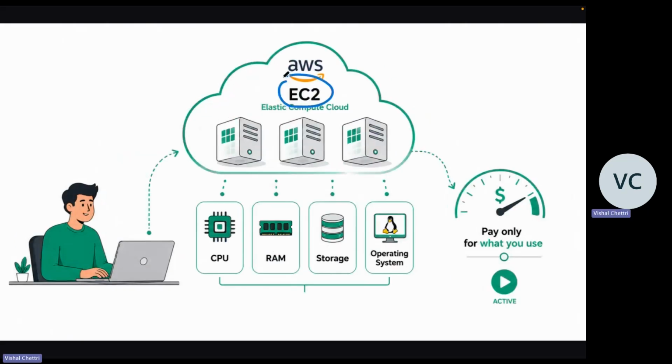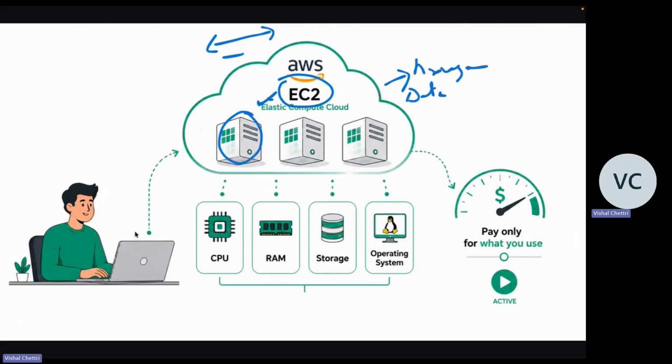In the name EC2, elastic means what? Elastic means it can stretch or it can shrink. EC2 stands for Elastic Compute Cloud. Let's forget this jargon. In simple terms, it is a virtual computer which is running inside an Amazon massive data center.